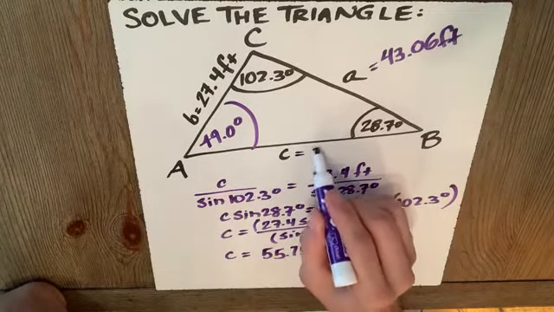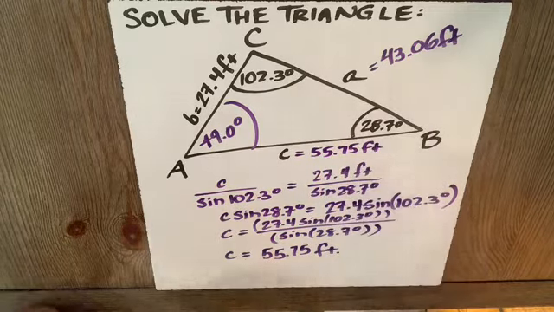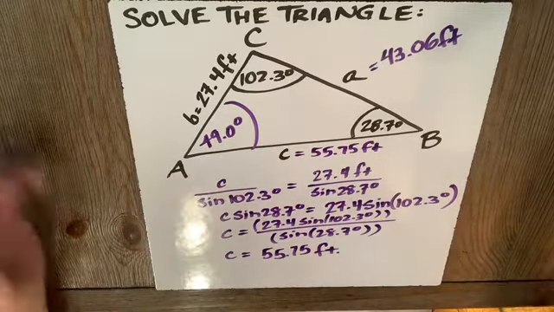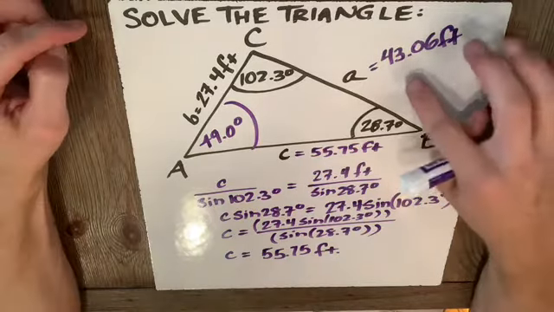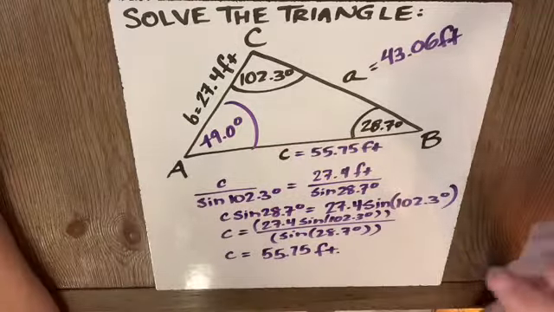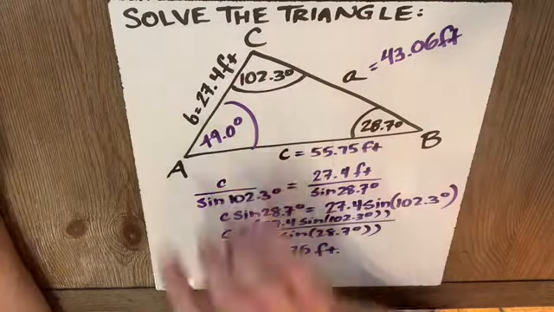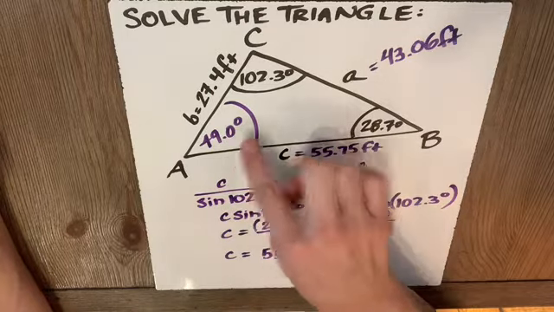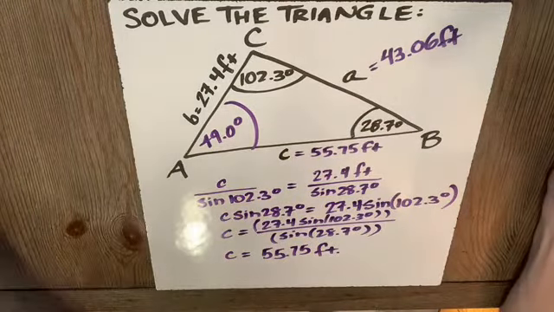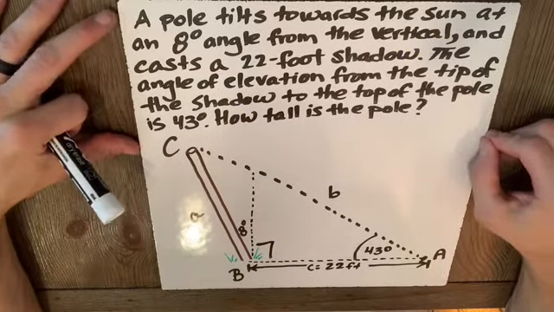55.75 feet. Notice I put my units on there. And I have solved the triangle using the law of sines. I've got my 3 sides and my 3 angles. Notice, biggest angle across from biggest side, smallest angle across from smallest side, and medium angle across from medium side. We have that side angle relationship. Let's apply the law of sines.